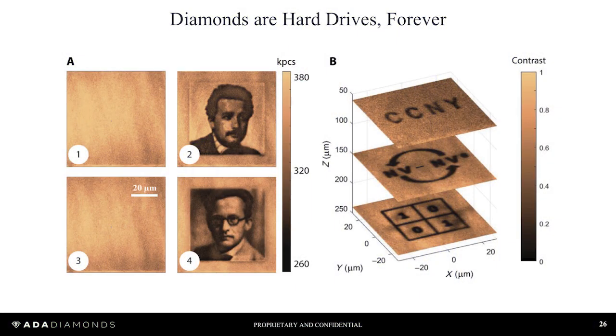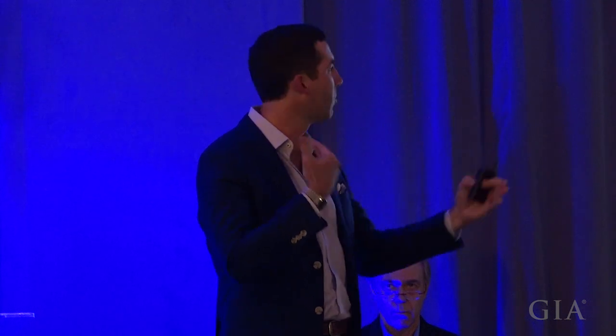Diamonds are also hard drives. It turns out that the nitrogen vacancy defect that we've talked so much about today can be a zero or one. And researchers have been able to use green lasers to wipe out all of the electrons and then use a high power red laser to create those bits. And they can also vary it. So as we talk about quantum computing, you can actually vary the energy that's imparted to that electron to go between a zero and one.